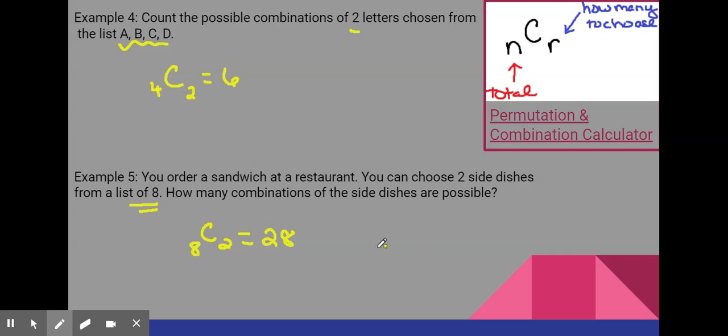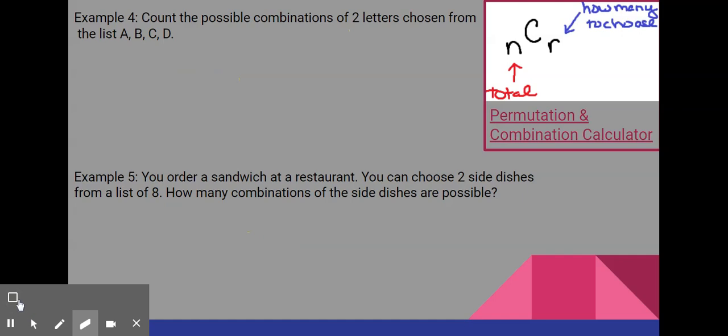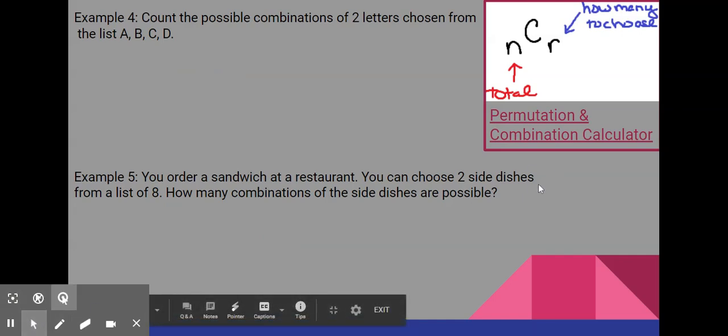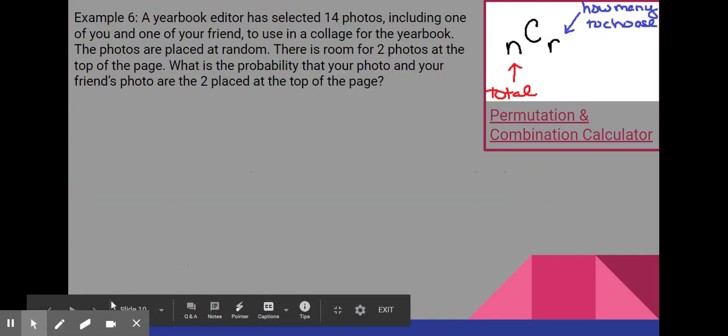Okay, so again, really the hardest thing is trying to figure out, are we using combinations or are we using permutations? Are we choosing something? Are we picking something? Does order matter is really the main thing you want to look at.